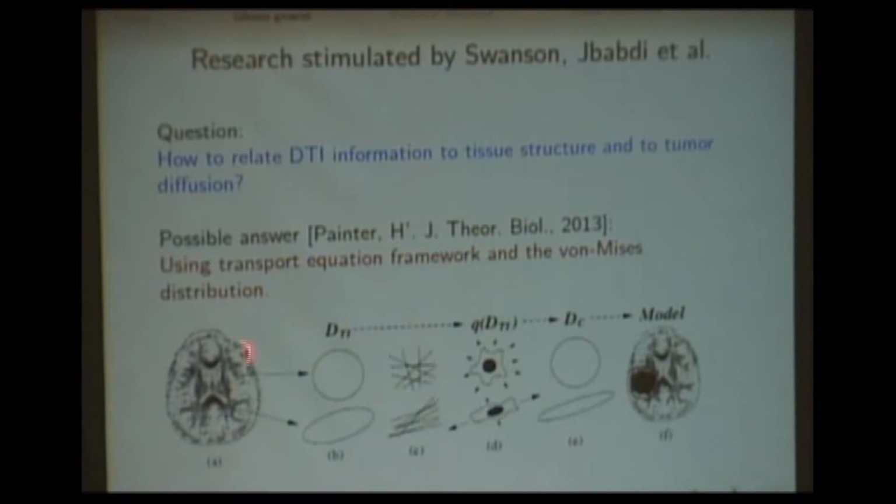Here's the brain image, and from this we get the DTI data, which is the ellipsoids. And then we want to infer something about the fiber structure of the tissue which is underlying, and then something about the movement of the tumor cells on this fiber tissue. And then we get a tumor diffusion tensor, and then we have a model which we can solve on the brain domain. So it's a long way to go, but I try to do this as clearly as I can.